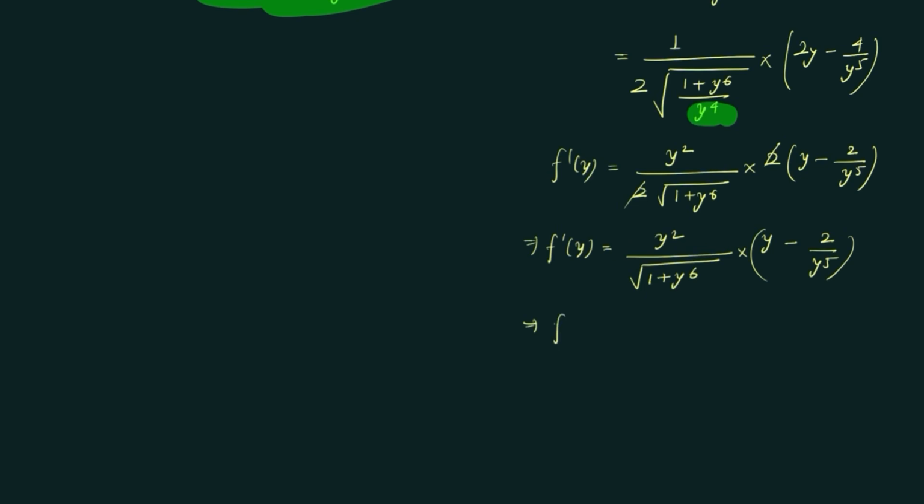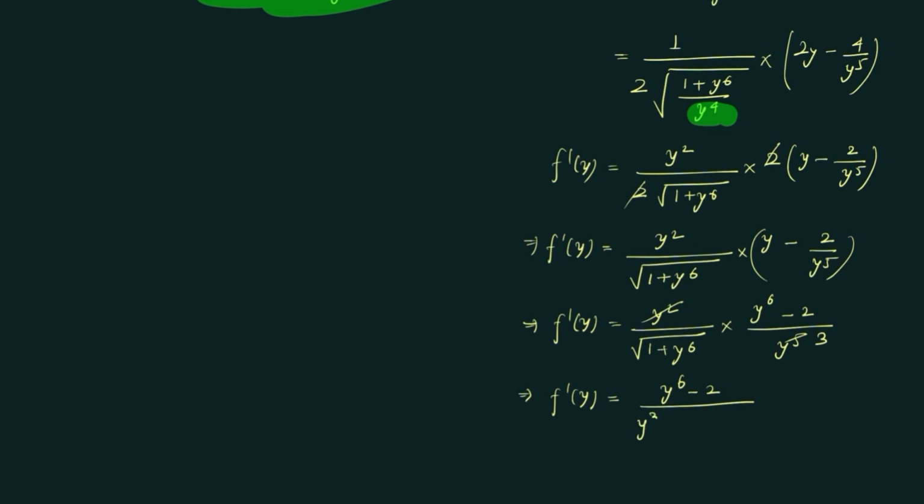Let's take LCM here also. F dash of y equals y square by square root of 1 plus y to the power 6, into, the LCM will be y to the power 5, and here it will be y to the power 6 minus 2. So y square cancels, and here it will remain y cube. So that means f dash of y equals y to the power 6 minus 2, all divided by y cube into square root of 1 plus y to the power 6.